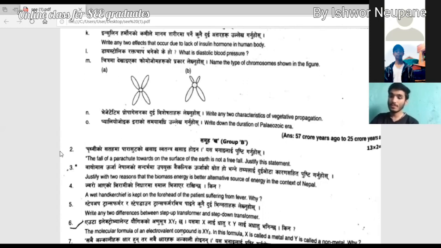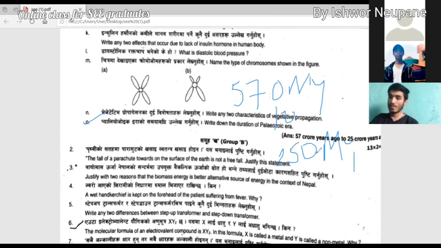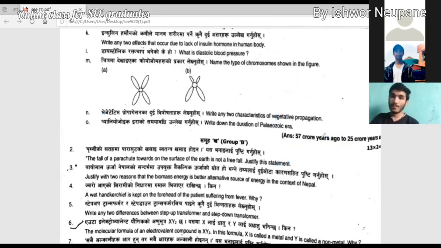Okay. Now, question number O. What does question number O say? You have to write the duration of Paleozoic era. So, the duration of Paleozoic era is 570 million years ago to 250 million years ago. All right. So please write down those things.